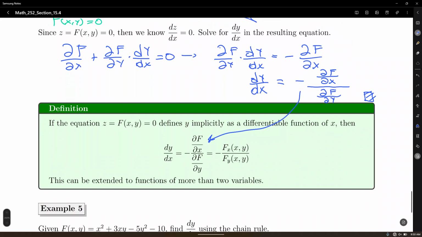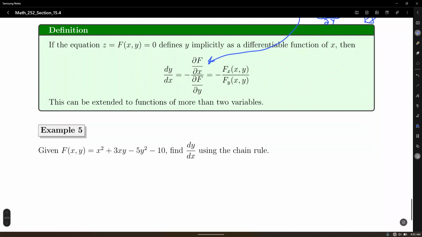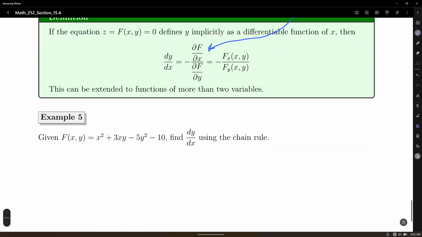y implicitly as a differentiable function of x. Well, so if we define this as an equation, we can find the derivative by implicit differentiation by simply finding the partial of the new function with respect to x over the partial with respect to y with the opposite in sign. You will see how easy this is. Okay, let's have a look at example number 5, the last example in our notes.